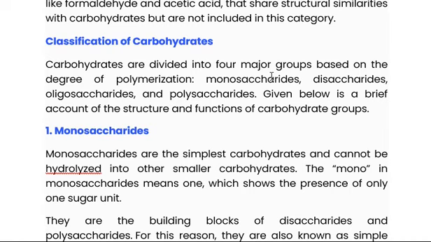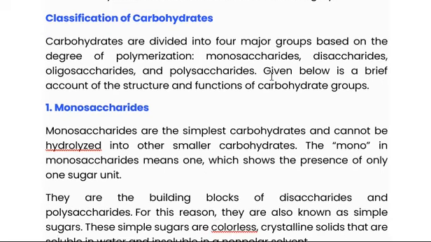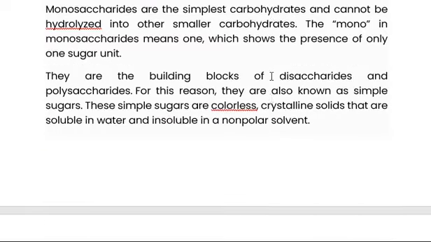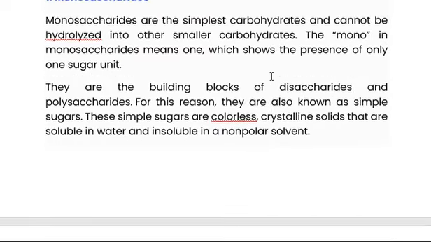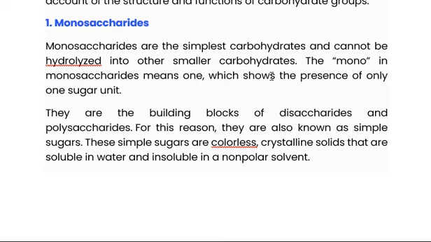Classification of carbohydrates. Carbohydrates are divided into four major groups based on the degree of polymerization, and the groups are monosaccharides, disaccharides, oligosaccharides, and number 4, polysaccharides. We're going to look at each of them one after the other in detail. So without wasting much time, we'll move to the monosaccharides as number 1.